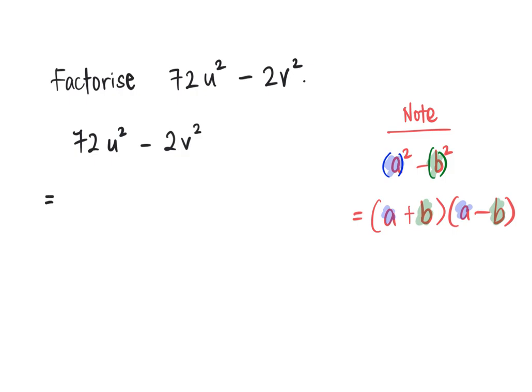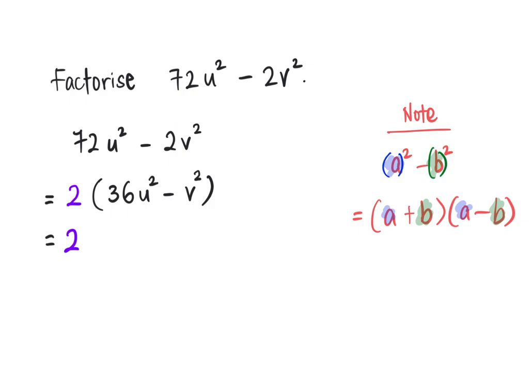And I saw that, hey, 72 and 2 have a common factor 2. 72 divided by 2 will give me back 36, and there's a U square. 2 divided by 2, I've taken out the 2 as the common factor, I'm left with V square. And yes, indeed, I could continue already. The 2 is outside.